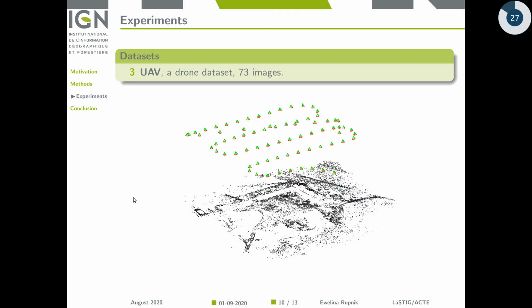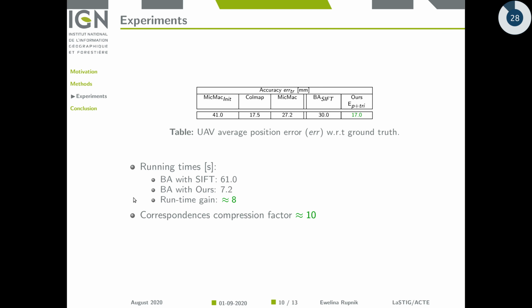Finally, the last dataset represents a classical UAV flight with 73 images and good overlaps. The SFM init again failed to find a solution. We resort to MICMAC to get the initial poses. As before, the table presents accuracies in millimeters computed in perspective centers. The initial solution is already pretty good, with an average of 41 millimeters. COLMAP and MICMAC converge to solutions as accurate as 18 and 27 millimeters respectively.